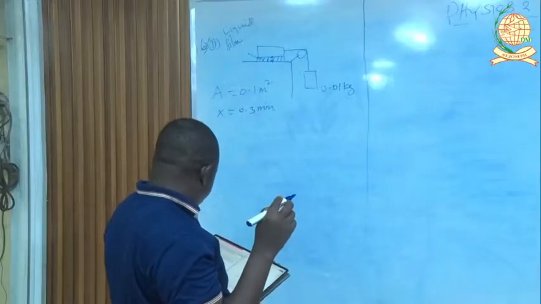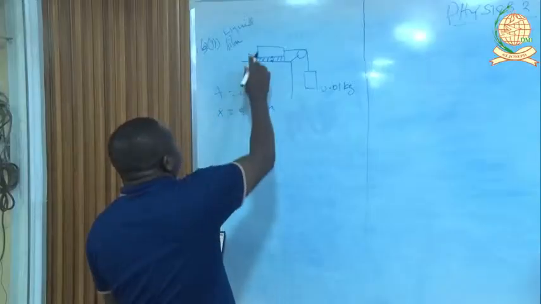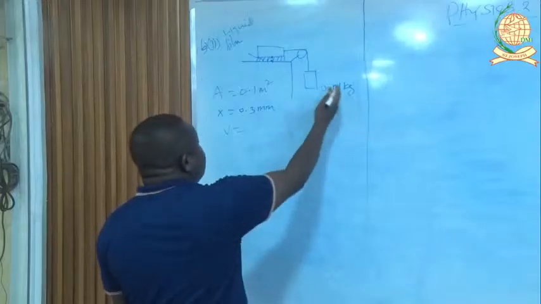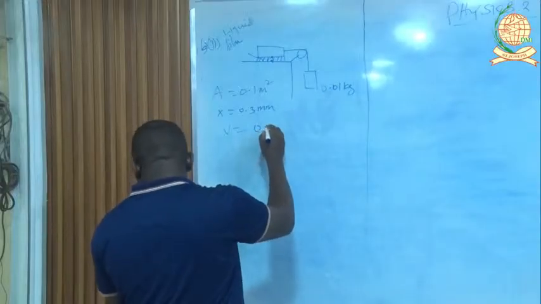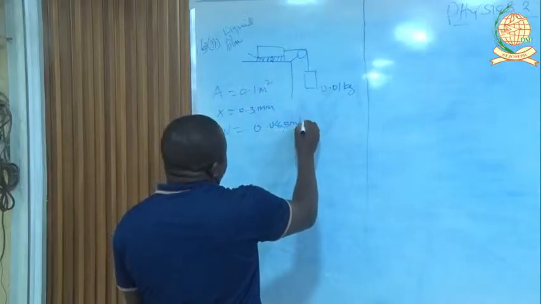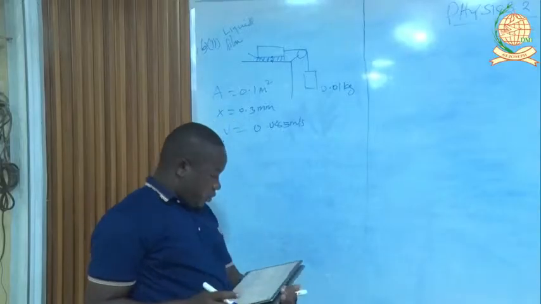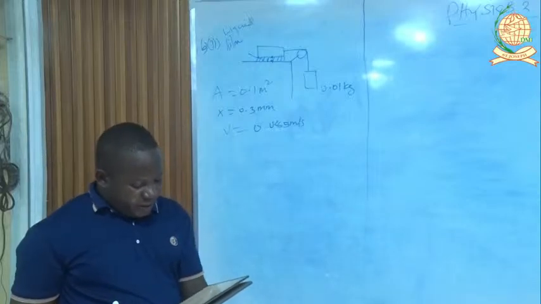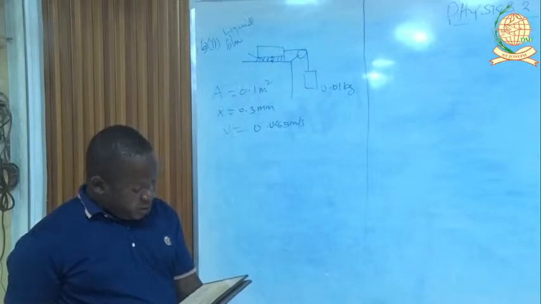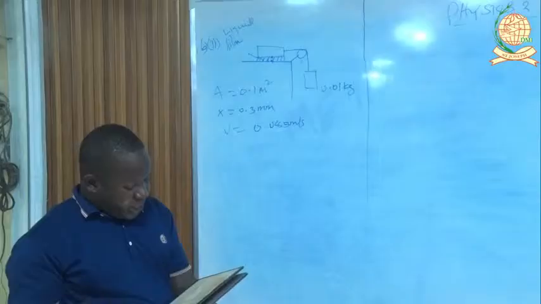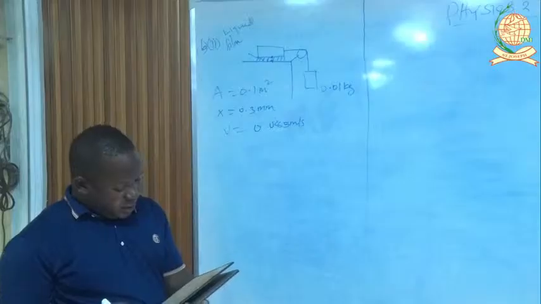And also we are given the constant velocity at which this metal is moving when this mass is released to be 0.085 meters per second. So what is the question? The question is to find the coefficient of viscosity of the liquid. We may assume that the pulley is massless and frictionless.